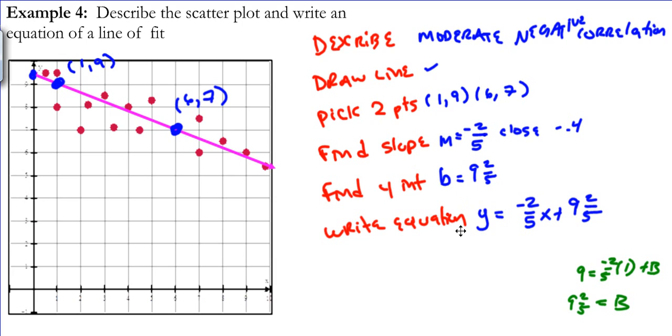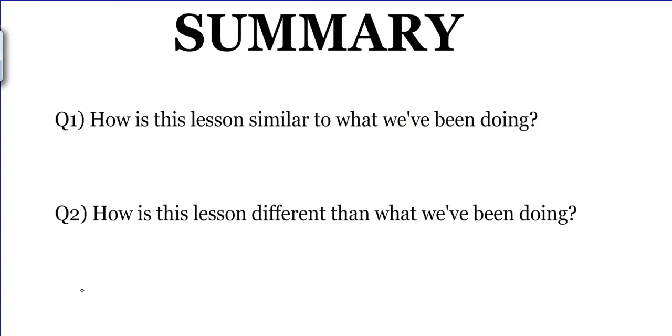Now your y-intercept, which I did by solving for b, 9 2/5, I follow my line. Your y-intercept should somewhere be between 8.5 and 9.5. And if it is, then you did a good job. Then you write your equation. Last thing you need to do is write out your answer in complete sentences to these questions. How is this lesson similar to what we've been doing? And then after you've thought about that, how is it different from what we've been doing?